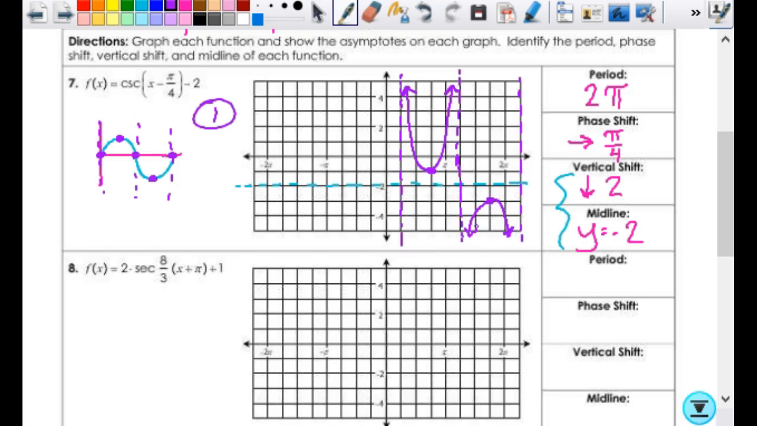Okay. Everybody okay with that? Yes, sir. That 1 is like the number that's here. So it's like your vertical stretch or compression. It's the amplitude, but there's not an amplitude. Yeah. Because it's still a number I need to know. That's how I know how far up I go.